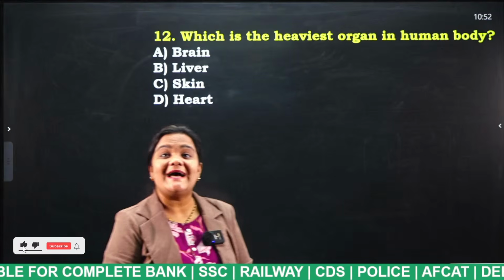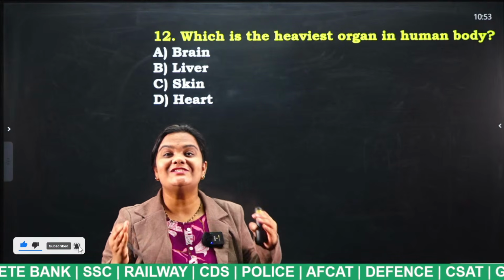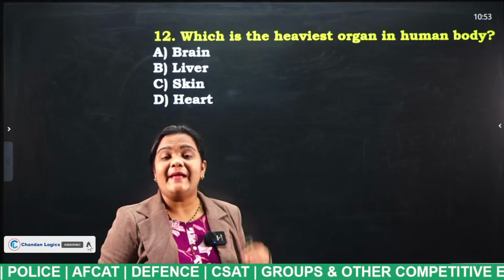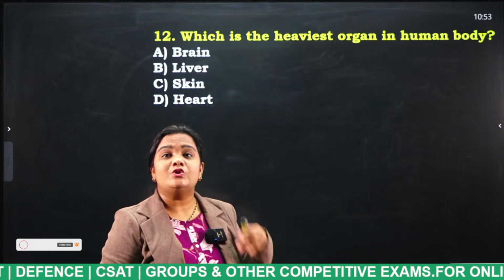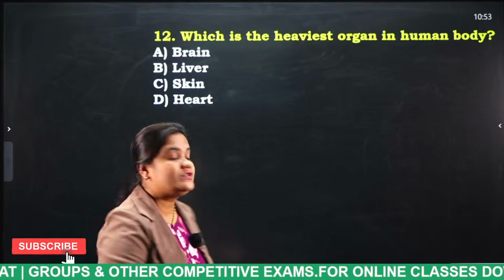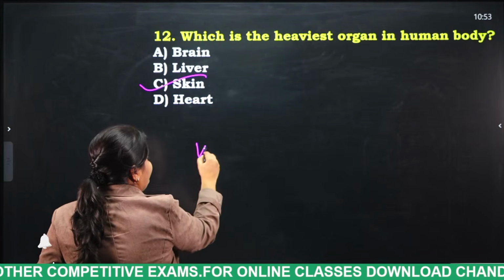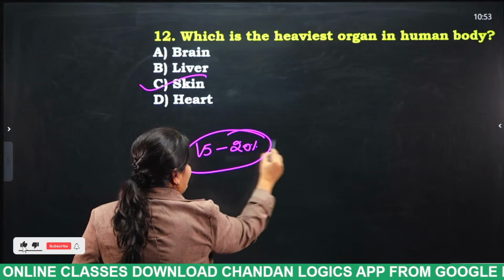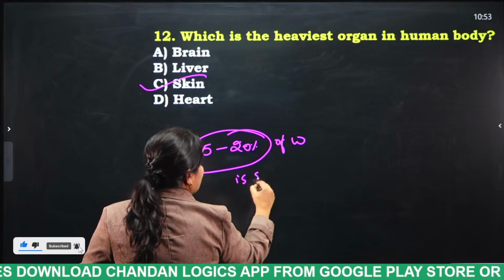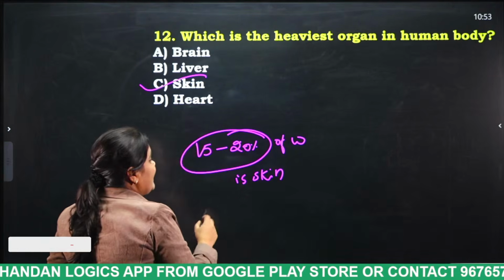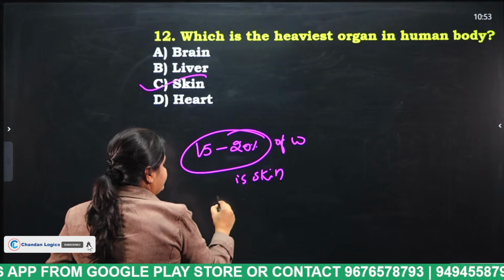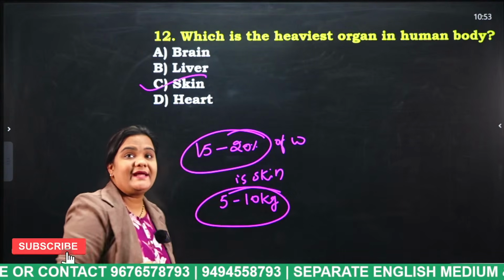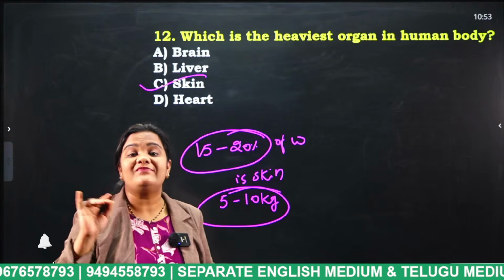No, students, liver is the largest gland. The heaviest organ in our body is skin. Why? Because skin has many layers, epidermis, dermis. Skin is the heaviest. Almost 15 to 20% of the weight in our body is skin's weight. And what might be the weight, students? It is approximately 5 to 10 kgs. Our skin's weight is approximately 5 to 10 kgs.